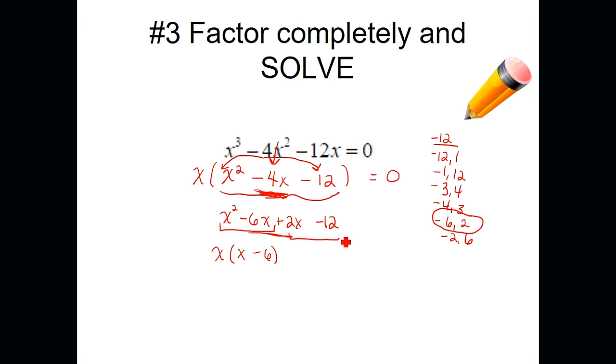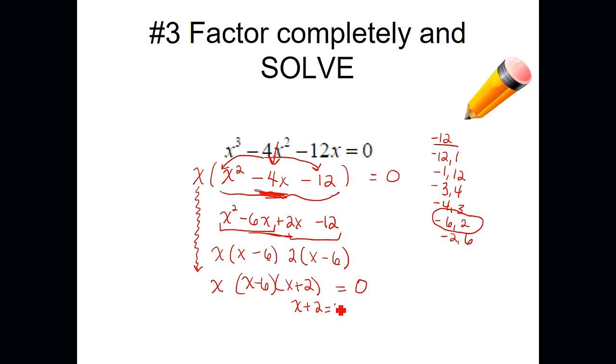What can I divide out of both of those? 2, leaving me with x minus 6. If I divide both of those terms by 2, I get x minus 6. So one factor is x minus 6, the other is x plus 2, but let's not forget that we took this little x out right away in the beginning. We kind of ignored him. He's still there. So now I need to set each piece equal to 0 to get my solutions.